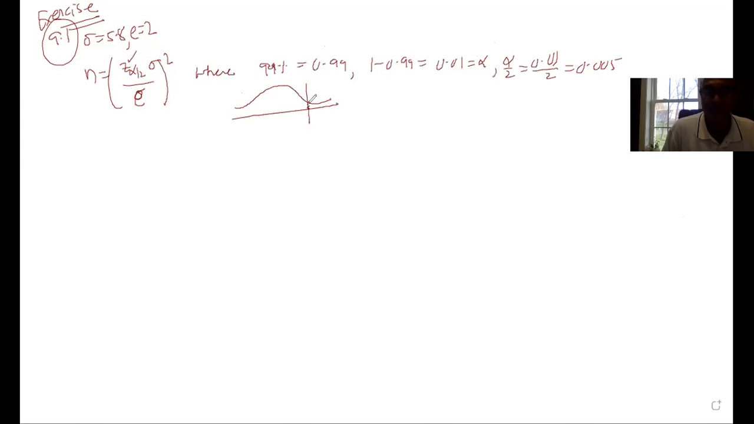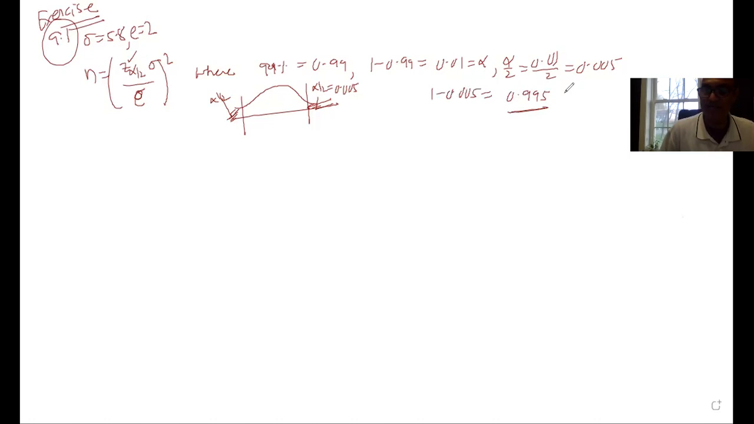So Z alpha by 2, that is 99%. You know this thing, 99% means that is equal to 0.99. So 1 minus 0.99, that is equal to 0.01, and that is my alpha. So alpha by 2 is equal to 0.01 divided by 2, 0.005. If you draw the picture, this is my alpha and this is alpha by 2, which is equal to 0.005. And this is 0.99. So 1 minus 0.005 is equal to 0.995.